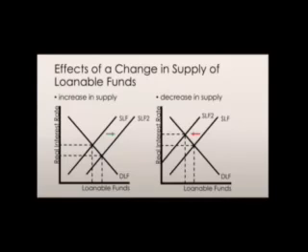When we increase the supply of loanable funds, we see a decrease in the real interest rate, but we see an increase in the quantity of loanable funds demanded and supplied. So we see an increase in the equilibrium quantity. We see an exact opposite effect when we see a decrease in supply, because the quantity of loanable funds decreases, but the real interest rate rises.